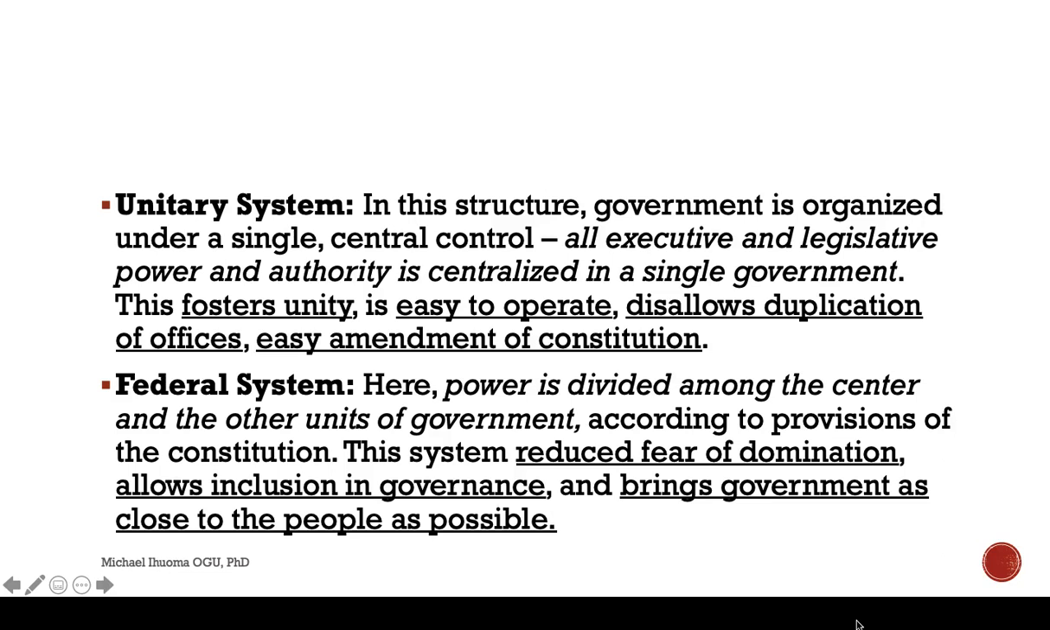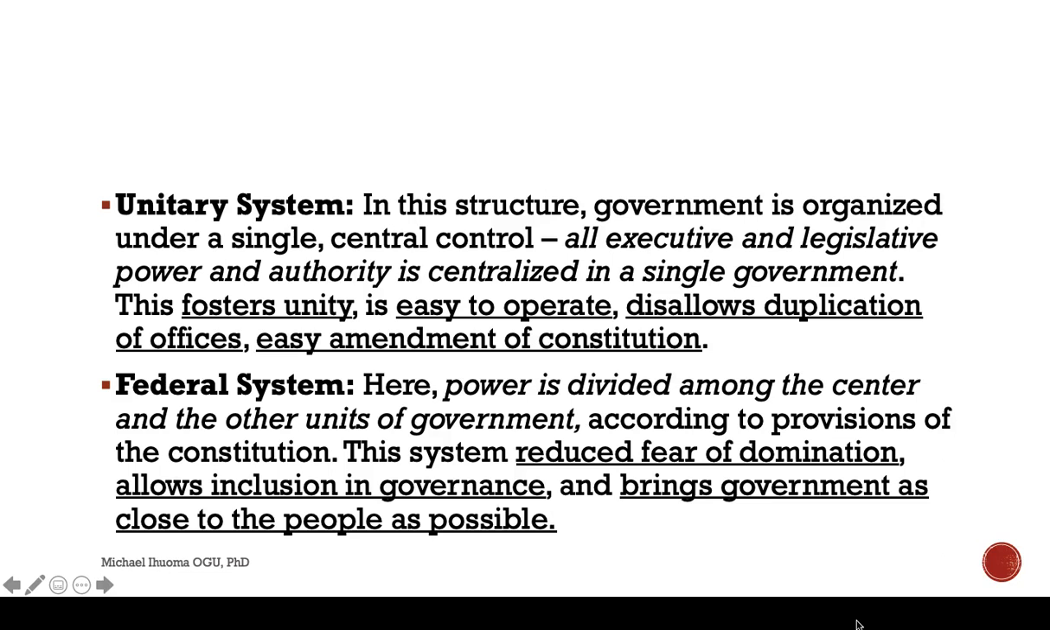All right. The second structure or system is the federal system, which of course is the system that we practice in Nigeria. The Nigerian state is structured in a federal system, and just like we said about the unitary system, the federal is the opposite. In the federal system, power is decentralized. So it means power is divided among the central government as well as the other units of government. So you don't have power residing only in one unit of government at the center, but power is divided, is distributed.